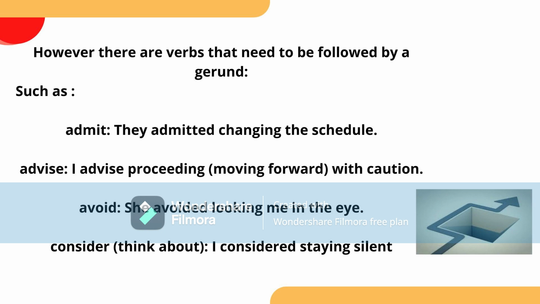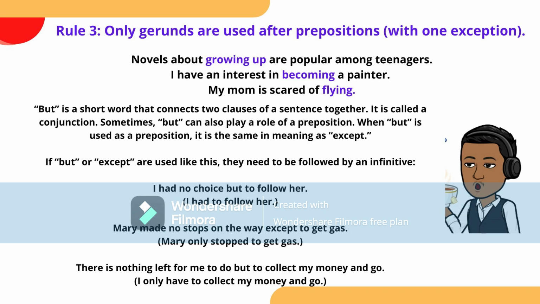And the last rule I'm going to talk about is the next. Rule 3. Only gerunds are used after prepositions, with one exception. Novels about growing old are popular among teenagers. I have an interest in becoming a painter. My mom is scared of flying.